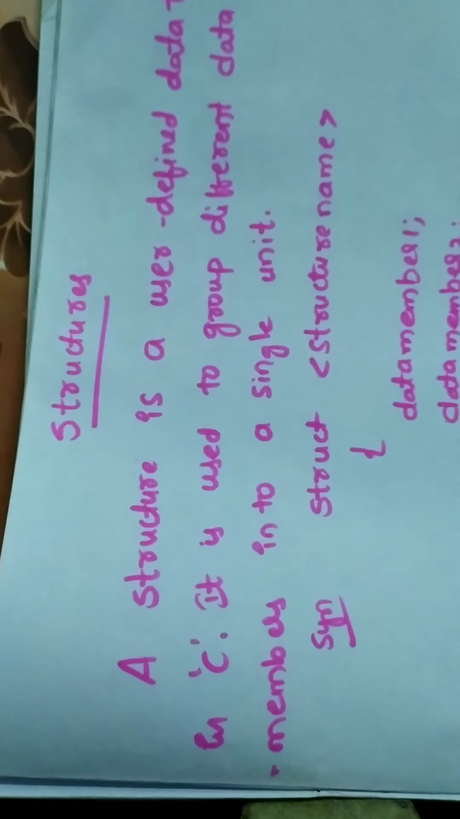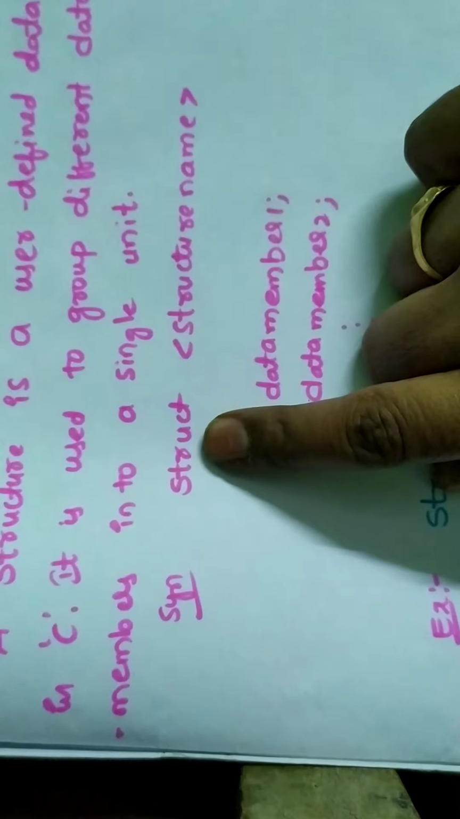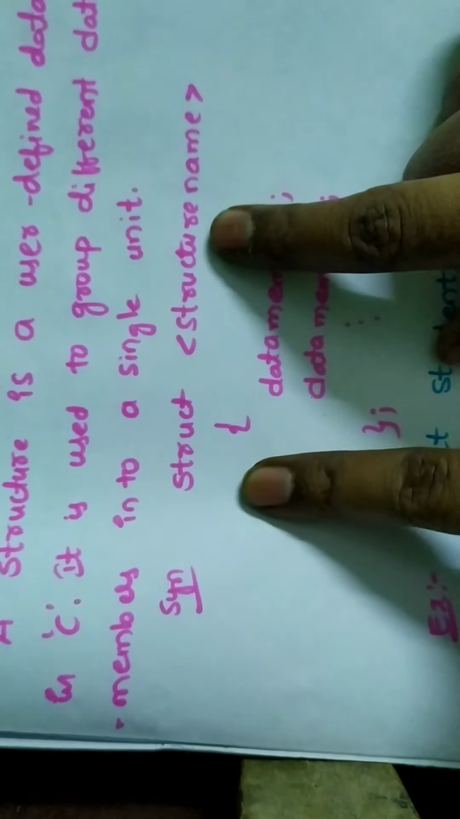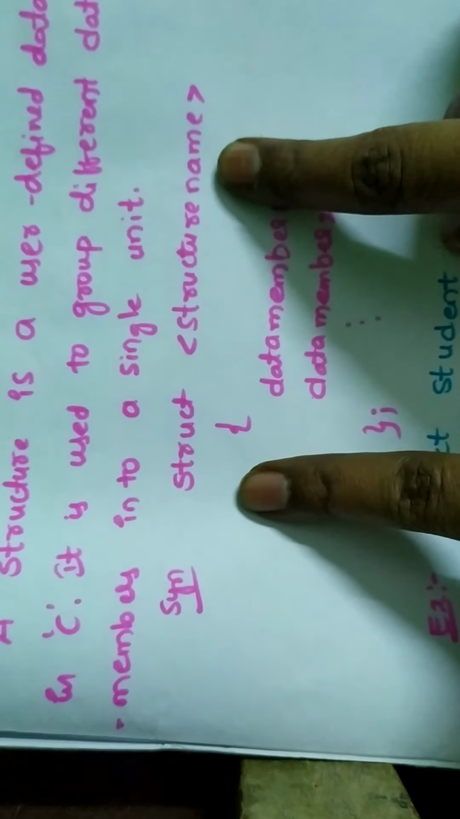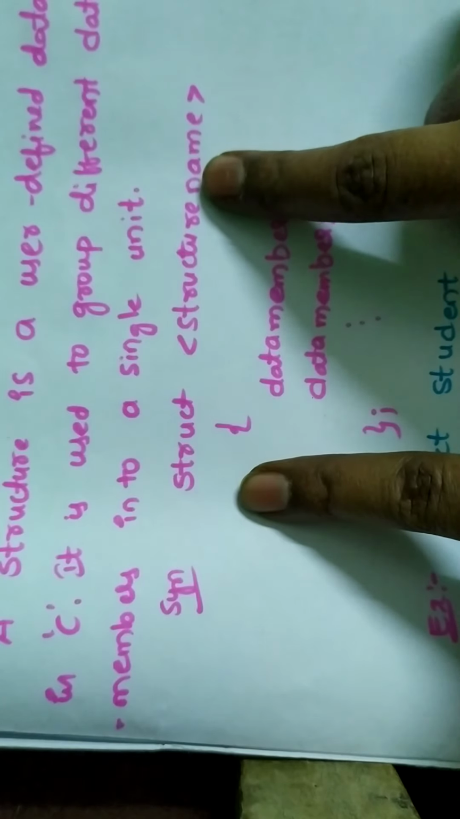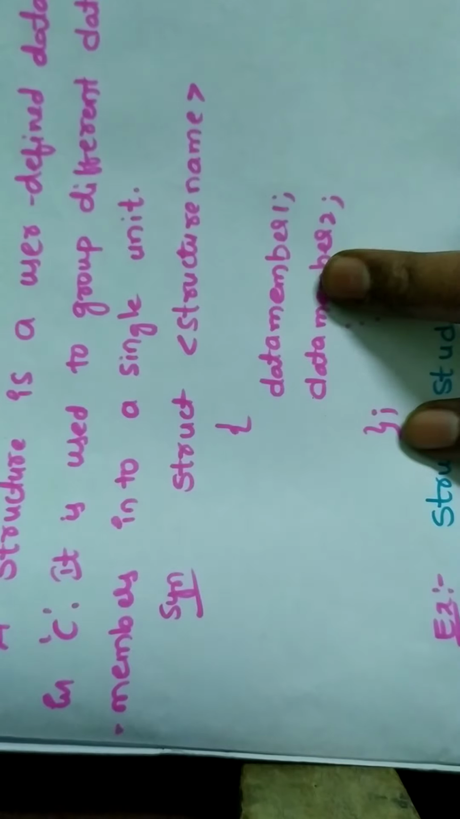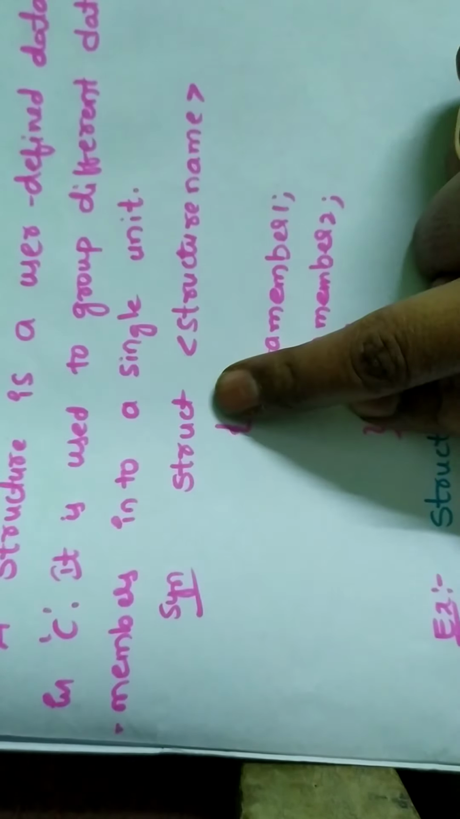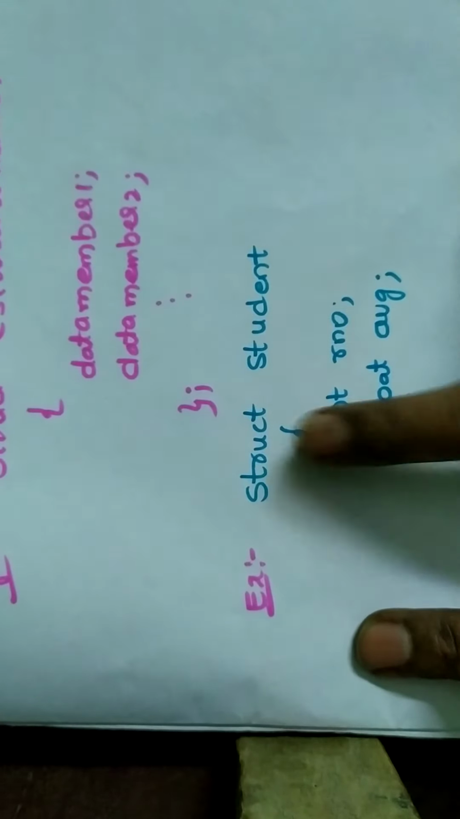So let's see the syntax of structure. Struct: you can see this struct keyword here. This is a keyword which is used to create the structure. And structure name. Struct is a keyword and here we have to write the structure name, or it is also known as structure tag. And data member 1, data member 2 means these data members must be related to this structure only.